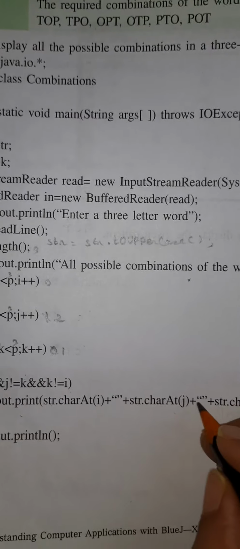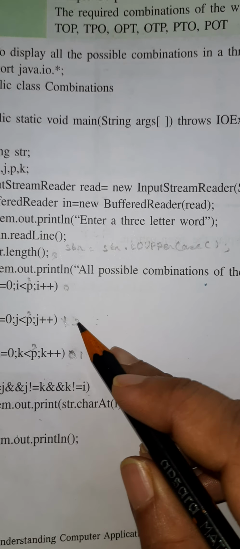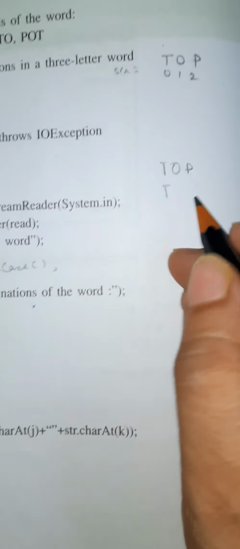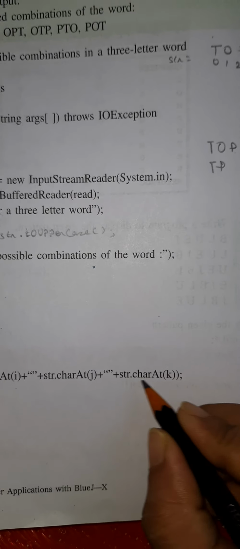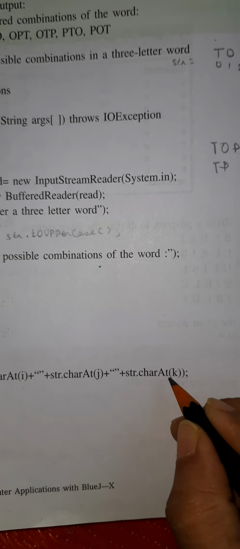Next, the character at J. J is 2. In the 2 position, what is there? P. Then the last one is the character at K. K's value is 1. So in the 1 position, what is there? O. So you see it is going similar to that: T, P, O, isn't it?